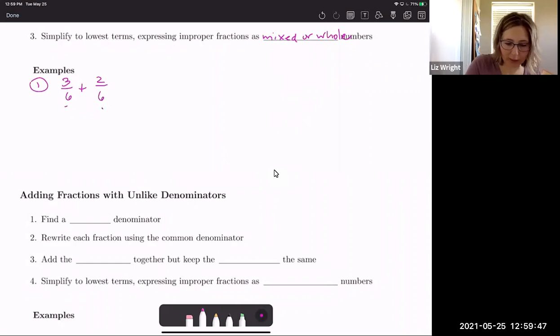And so now we take just the numerators. And this is an extra step. You don't have to write this one in here. But essentially what we're doing is this. We're taking 3 plus 2, which is going to give us 5, and that gives us 5/6. And then that's our final answer.